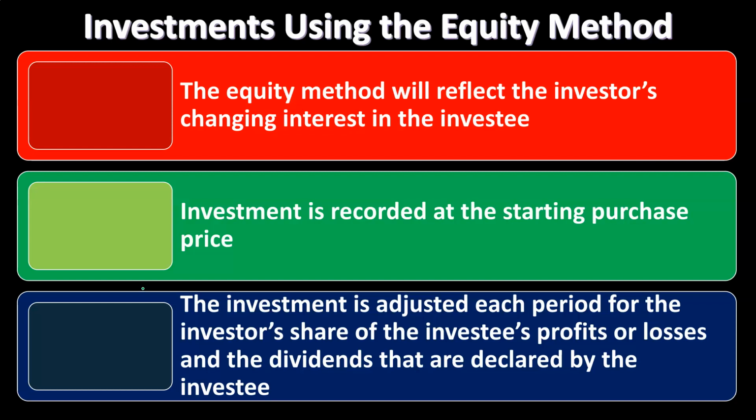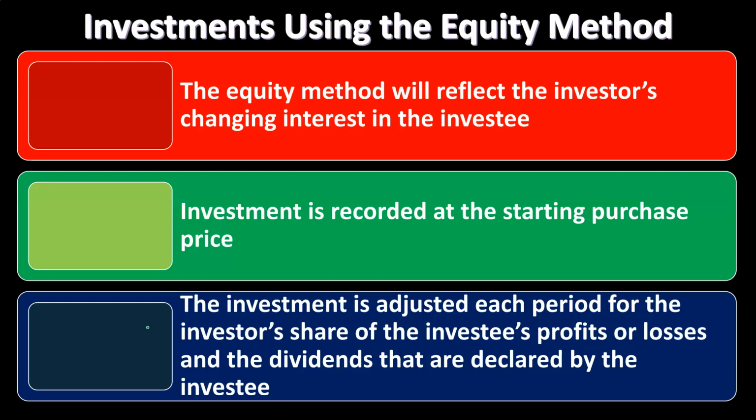In this case, rather, the investment is adjusted each period for the investor's share in the investee's profits. So as the investee makes profits, we're going to say, hey, we have significant influence, the idea there being that we could influence them to give us the money, possibly. Now, we don't have 51%.